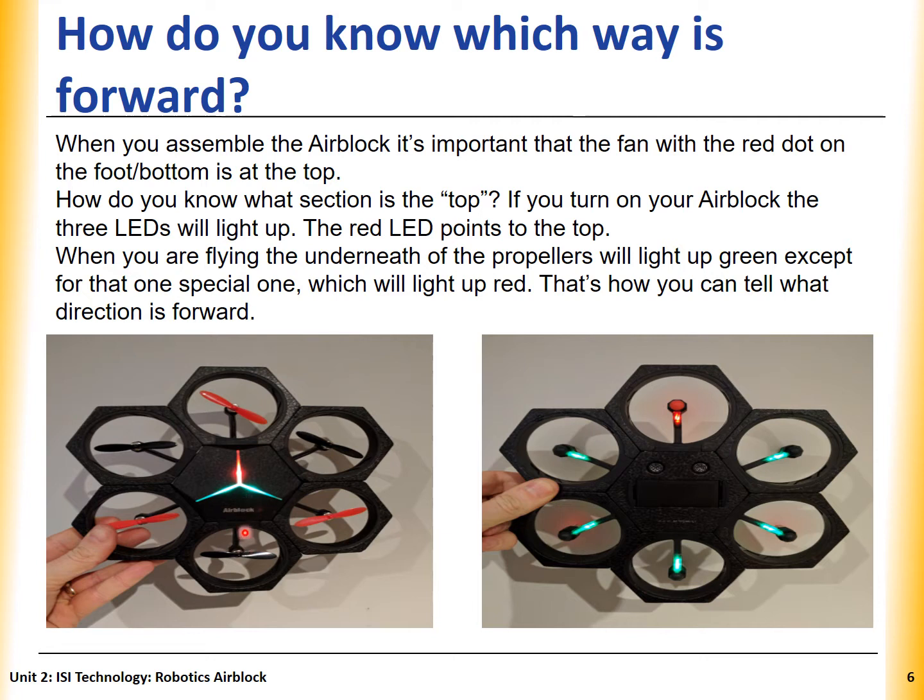When you are flying, the underneath of the propellers will light up green except for the one special one, which will light up red. This is the one that I'm talking about. All of them are green except the forward. It should be red. That's how you can tell what direction is forward.